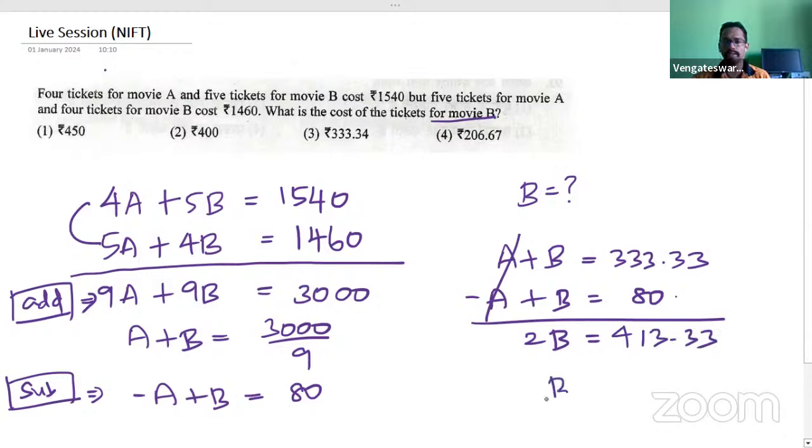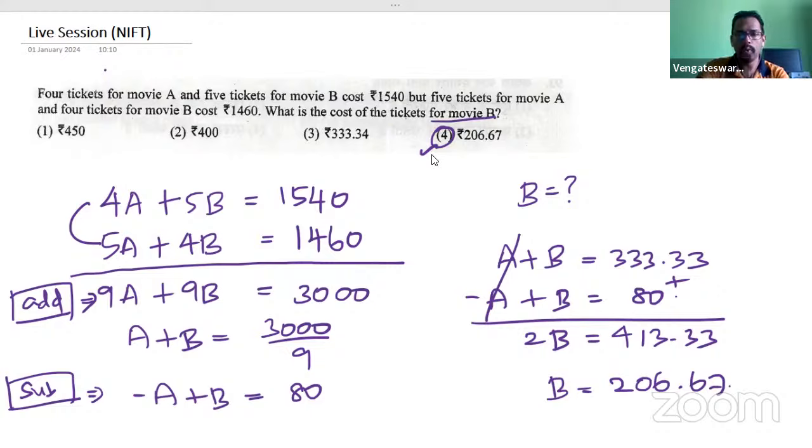413.33, because when I add these two values, 333 plus 80 would give us 413. So 413.33. So if 2b is 413.33, b will be exactly half of that. So half of 400 is 200. Half of 13 is approximately 6. So 6.67. And we are ready with the answer. Option 4, 206.67 is going to be the answer for your question.